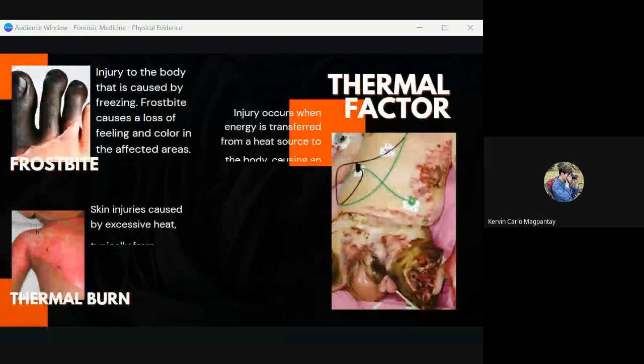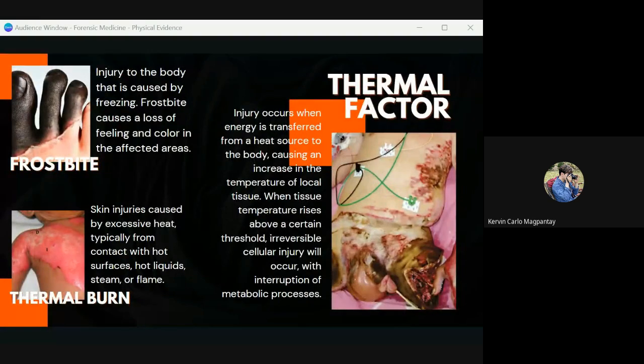Next, we have the thermal factor. Ito naman ay maaaring injuries dahil sa malamig or mainit na temperature. As defined, thermal factor injury occurs when energy is transferred from heat source to the body, causing an increase in the temperature of local tissue. When tissue temperature rises above a certain threshold, irreversible cellular injury will occur with interruption of metabolic process.